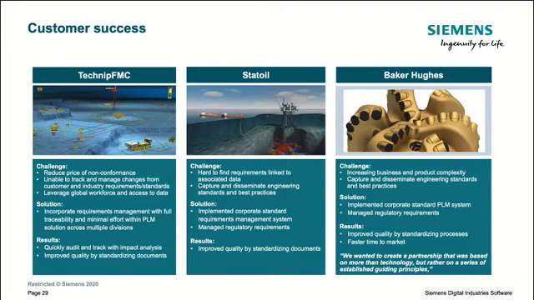Another one is Statoil. Their challenge was to link requirements and capture engineering standards, and they managed to improve the quality by standardizing documents through the implementation of a requirement and regulatory management system with Polarion. And the last one is Baker Hughes. Due to the increased complexity, they were struggling with capturing their requirement standards and their engineering standards. And they managed to improve the quality by standardizing their process using Teamcenter PLM in combination with Polarion.